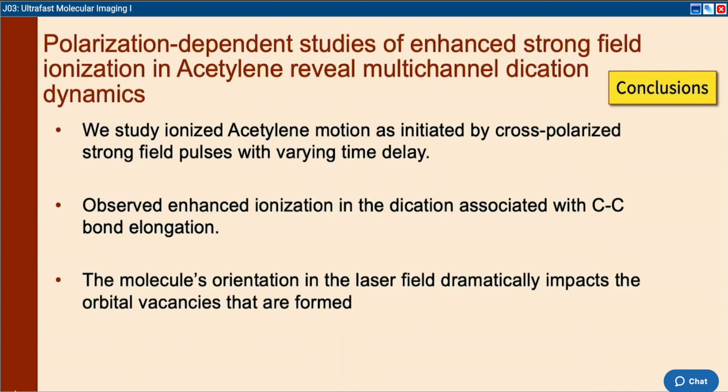So in summary of what our experiment did, we did a polarization-dependent study of enhanced strong field ionization in acetylene, and it revealed multi-channel dication dynamics. Also, we studied the motion of the ionized acetylene, as initiated by cross-polarized pulse pairs, and we varied the time delay between the pulses. And we observed that enhanced ionization can be attributed in the dication state of acetylene to carbon-carbon bond stretching. Also, we understand that the molecule's orientation within the laser field has a dramatic impact on which orbital vacancies are formed. Thank you.